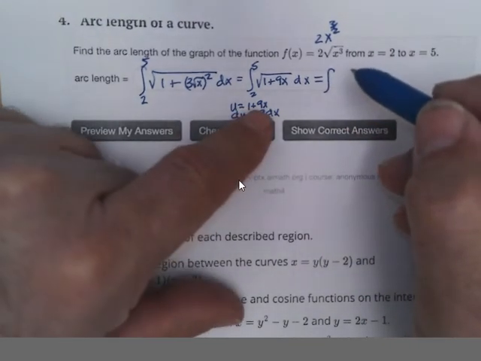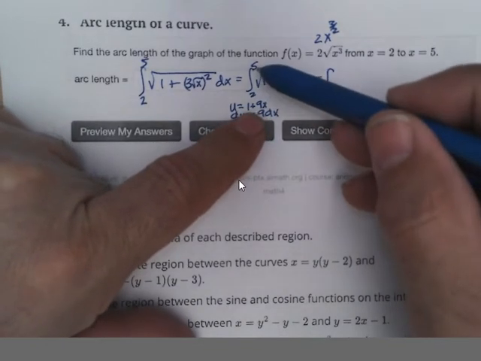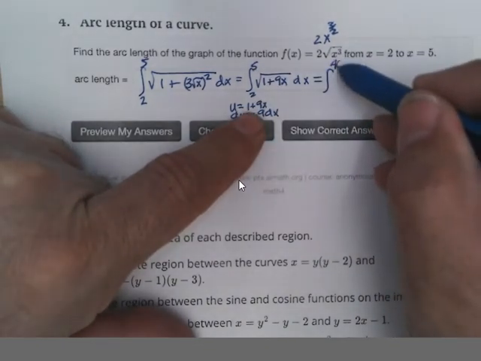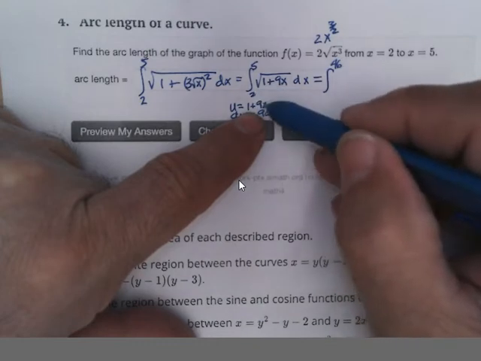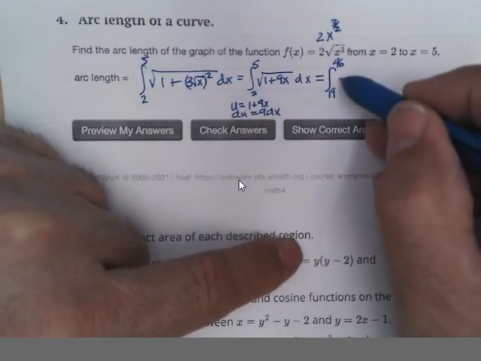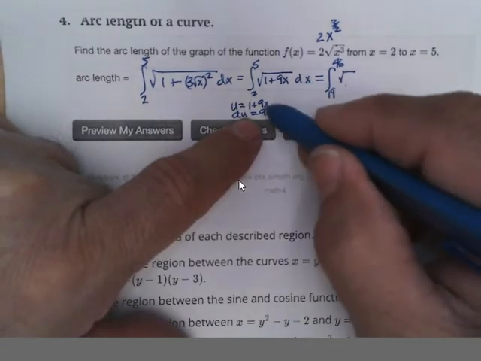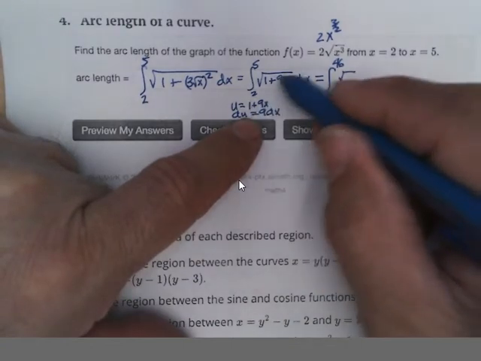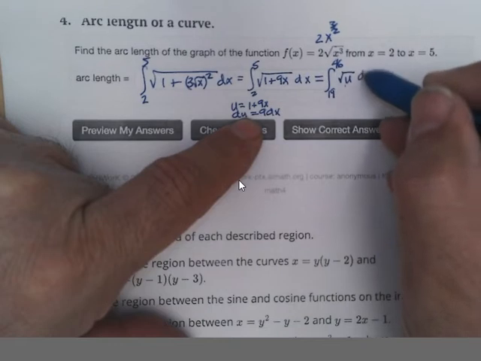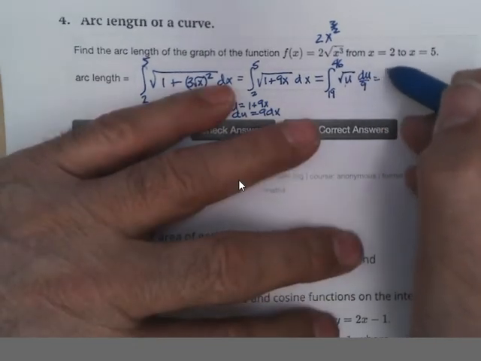We're changing it here, so I'm going to change my limits. My u would now be, when I put 5, and 5 times 9 is 45, 46. And 2 times 9 is 18 plus 1, 19, of the square root of u, because u is all the inside here, square root of u, and du is going to be over 9. So I get 1/9.